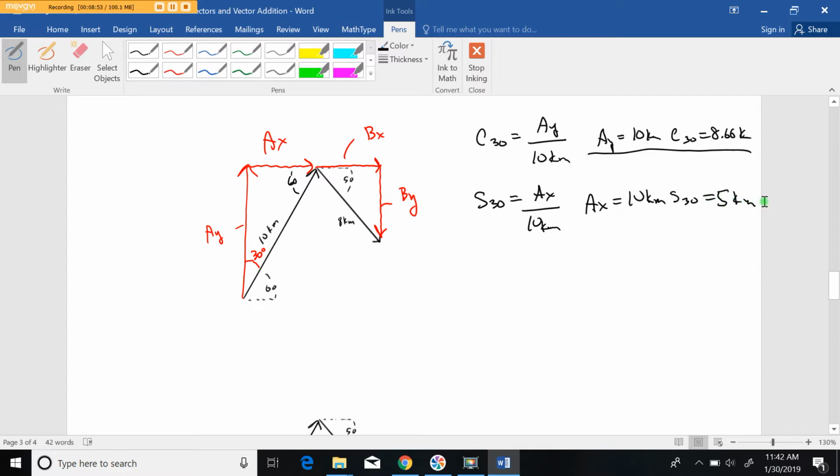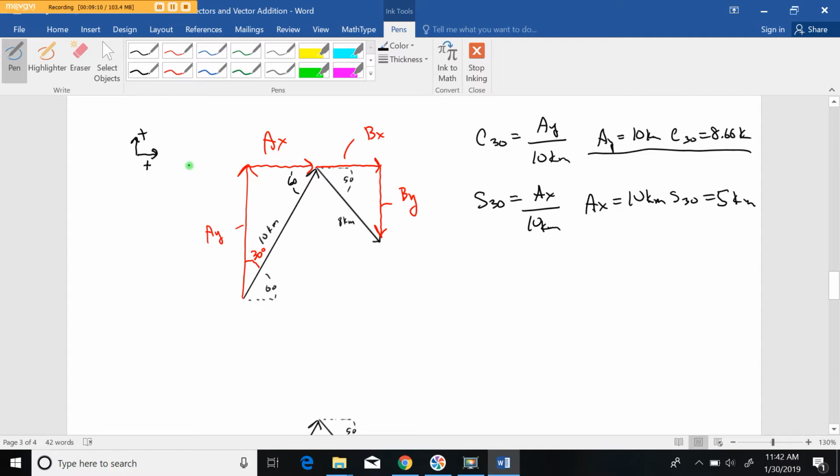Now some things to notice here. We're dealing with vectors. We have to define directions. I'm going to go ahead and call right positive and up positive for this problem. So AY is up. We'll consider that positive in this problem. AX is to the right. We'll consider that positive as well.